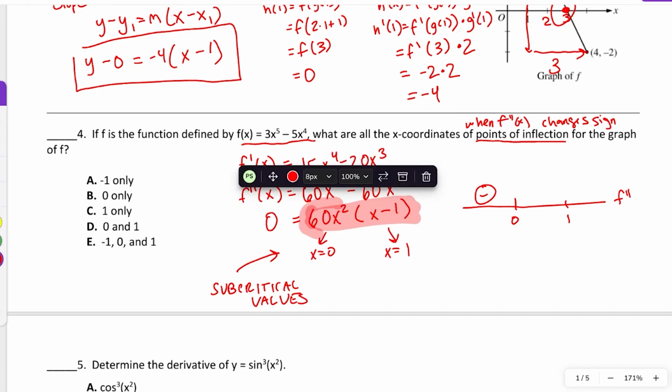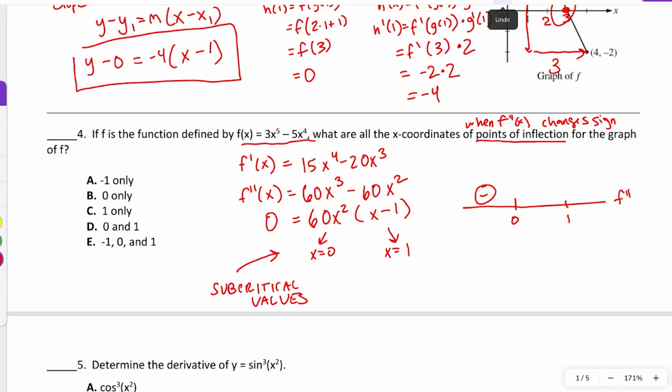And also because this 60x squared has the x as being squared, that's always going to be positive. So I really only need to concern myself with the x minus 1. If I plug in something like 0.5, 0.5 minus 1 is negative. So it actually continues to be negative here. So while 0 is a subcritical value, we do not have a point of inflection there because the sign doesn't change. Okay, so no point of inflection there.